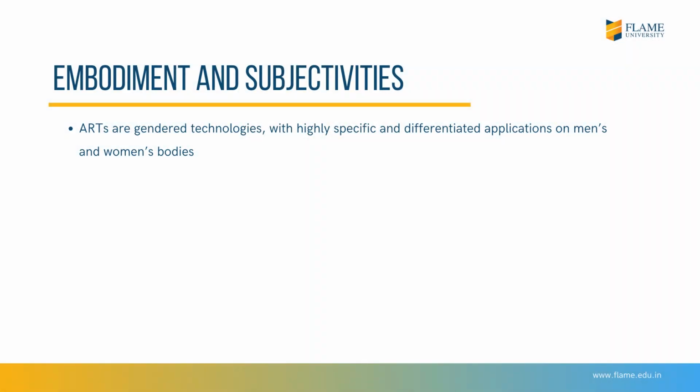So, as you can see from the introduction of the ART Act of 2021, coming to a sociological, social science understanding, there are important contexts of embodiment of subjectivities that assisted reproductive technologies raise. Many scholars have looked at ART practices as gendered practices, as gendered technologies, with highly specific, differentiated applications on women's and men's bodies. Some scholars have argued that such technological interventions are more invasive on women's bodies than on other bodies, for example, through practices of super ovulation or injecting hormones and so on.